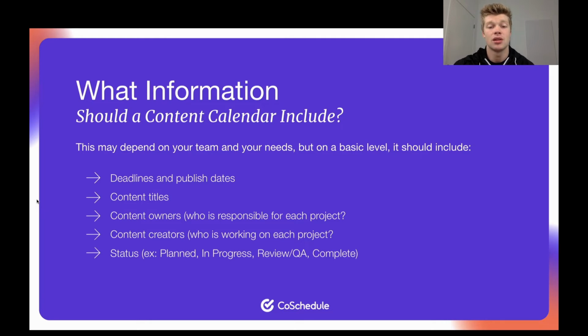Some other things you can also include are who is creating each piece, who's the editor or owner or project manager for each piece, along with the project status or which phase each project is in. For example, your project stages for an article could look like planned, create, edit, and publish, or however you'd like to label them.